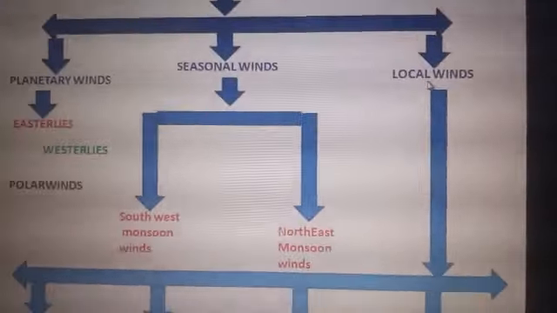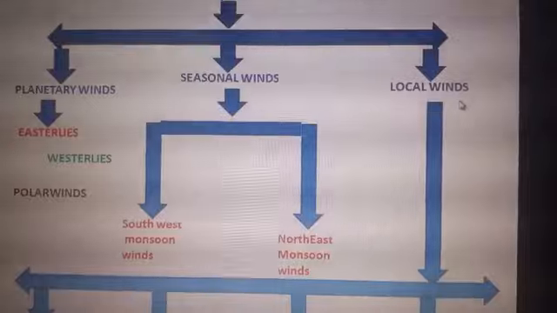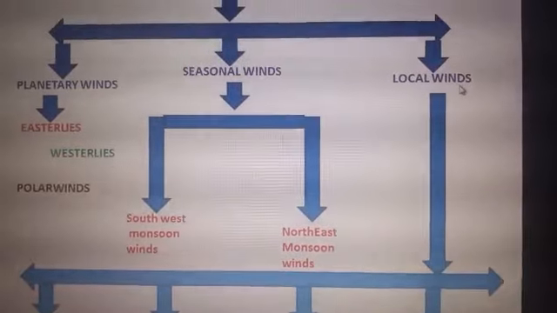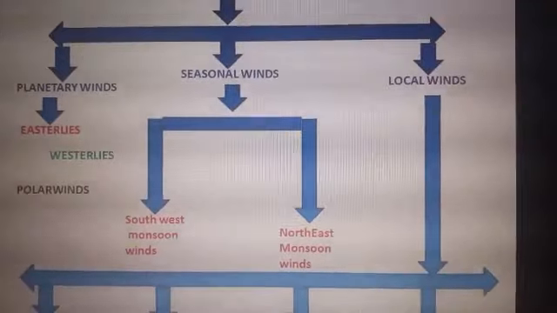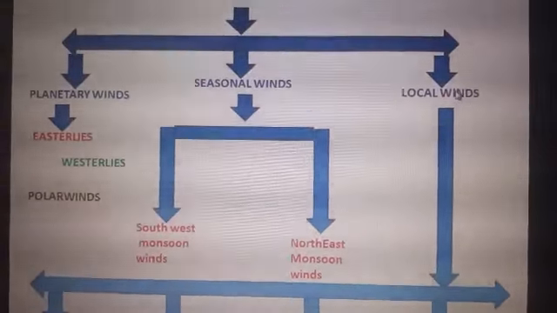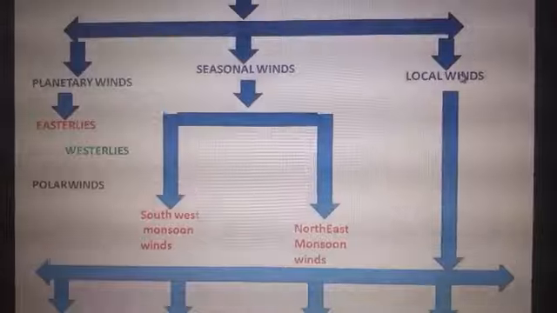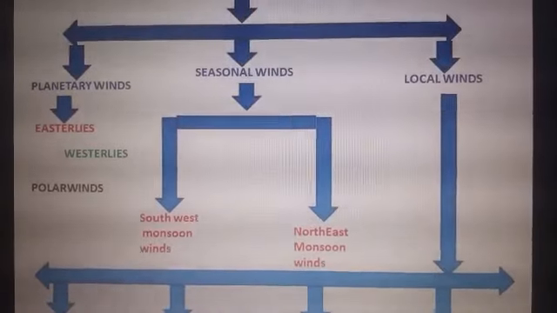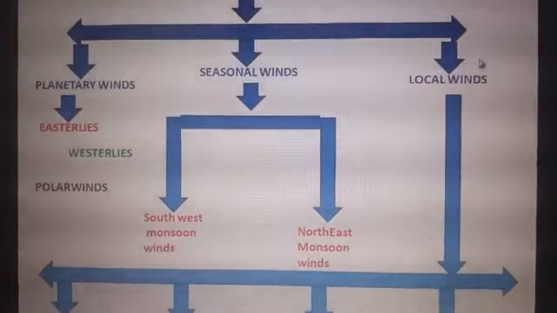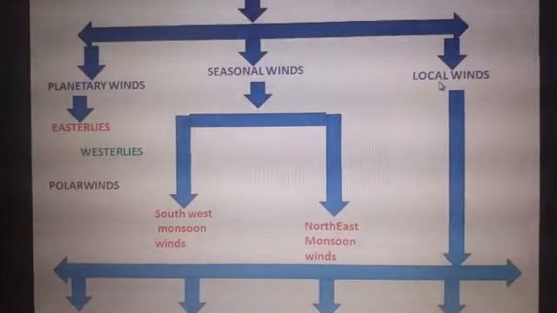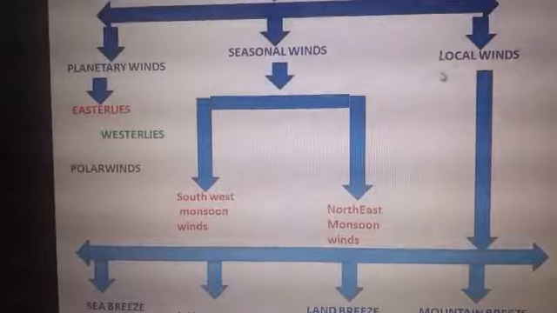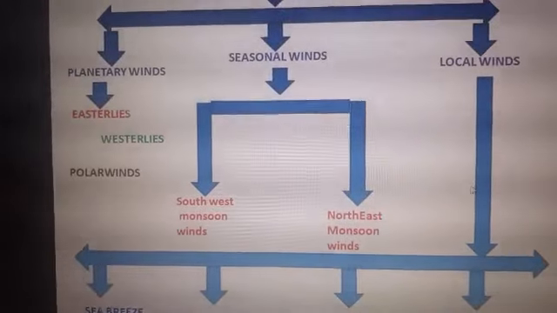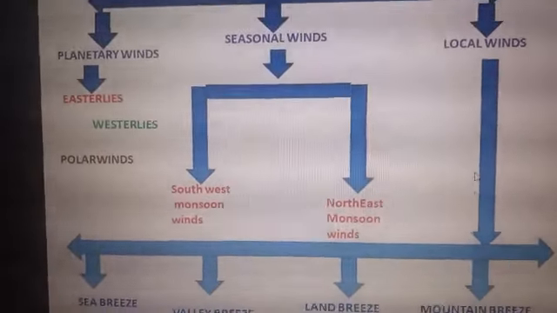Then the third category comes of the local winds. Now local winds means what? The winds which blow in a particular area only for a particular time. Local. Suppose where we are living in, it is not compulsory that the wind is blowing everywhere throughout. So this type of winds which blow for a particular time, for a particular period, are called local winds. They are there for a small period of time.